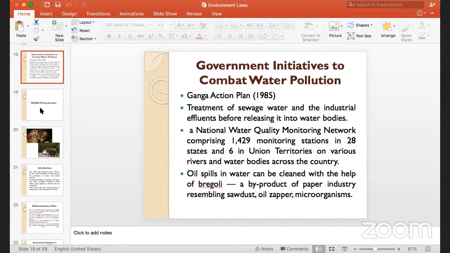Okay, now, any questions up till now? Any questions? So everyone is clear with these two acts?